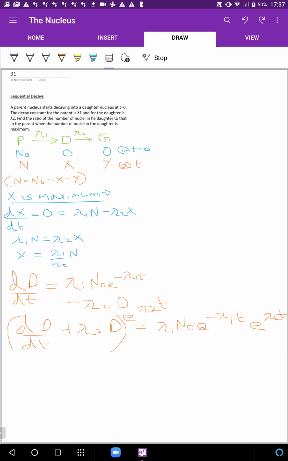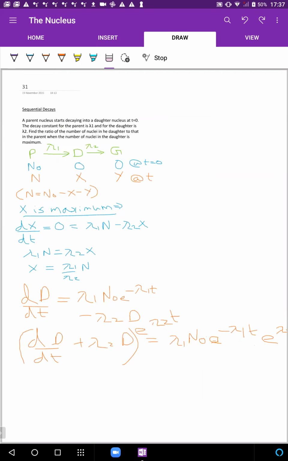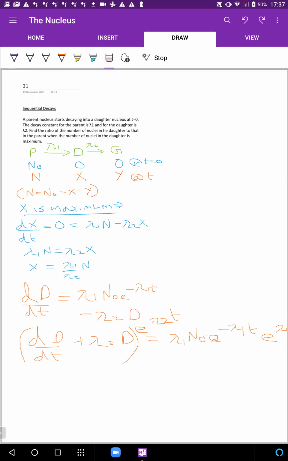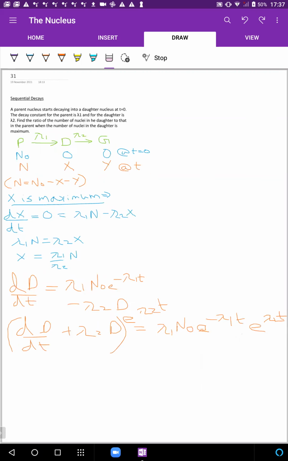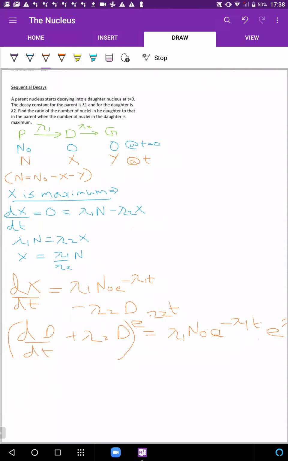So in terms of the symbols we are working with, very nice. dx by dt is lambda 1 N. N can be written as N naught e to the power minus lambda 1t because N is not affected, it is decaying at its own rate. Minus lambda 2 times x. The same equation as written above. Now, what she has done is she took lambda 2x to the right-hand side.